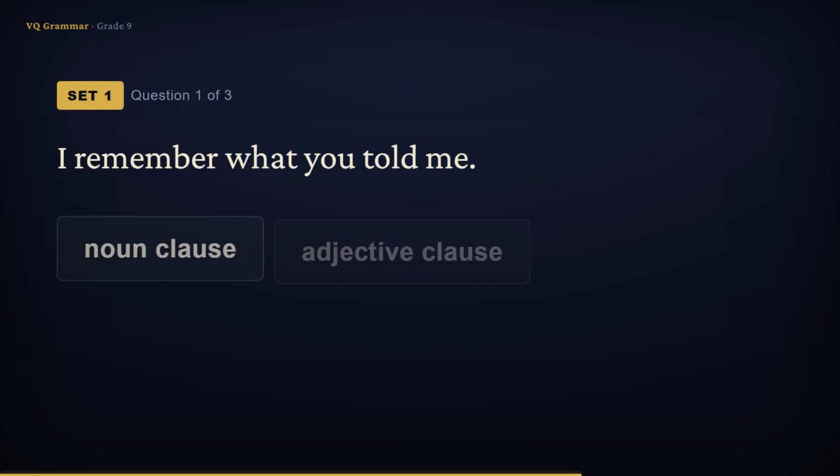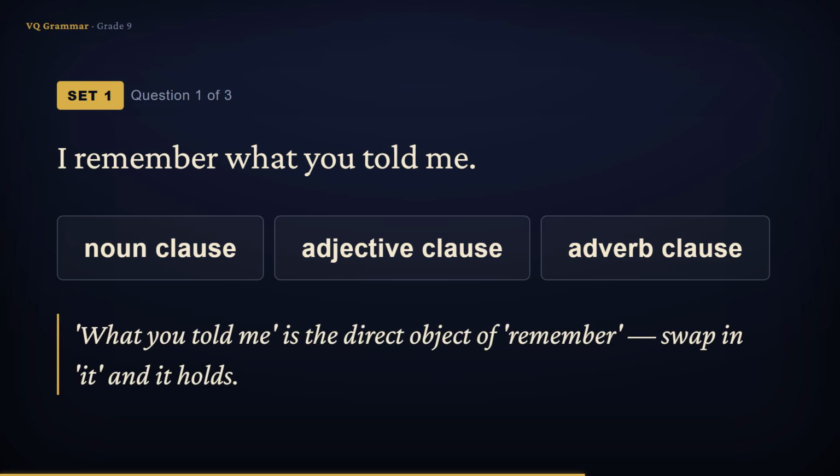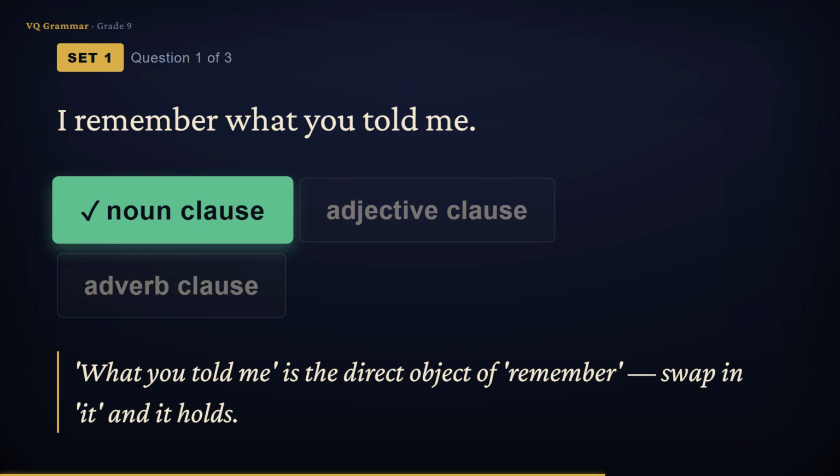I remember what you told me. The clause is what you told me. Ask, remember what? The clause answers that. It's the direct object. And the test confirms it. I remember it. Since the clause fills a noun slot, this is a noun clause.